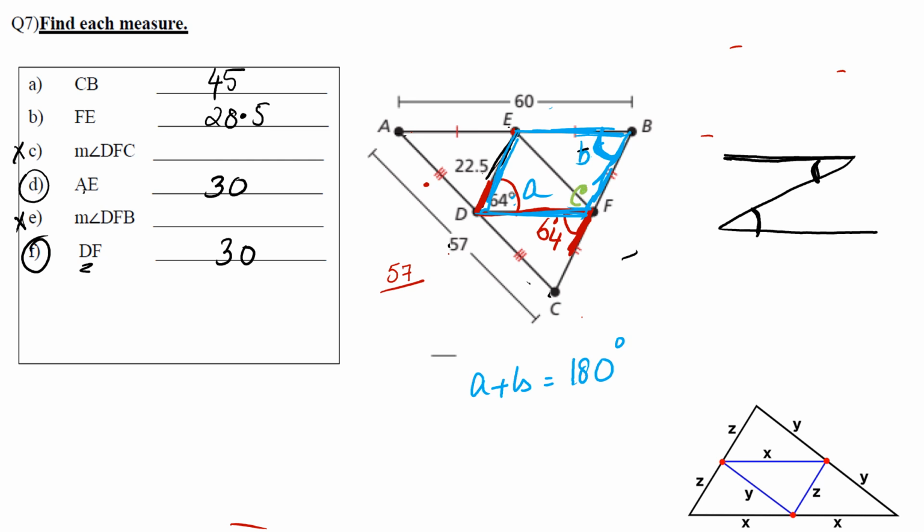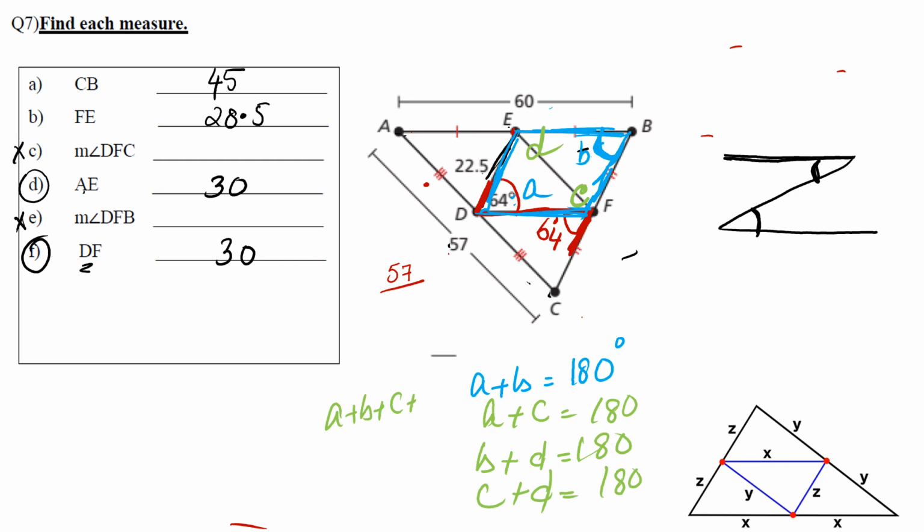You should know it whether the question comes like that or not. CD. So remember that A plus C should also be equal to 180 degree. Similarly, B plus D should be equal to 180 degree. C plus D also be equal to 180 degree. And A plus B plus C plus D must be equal to 360 degree.